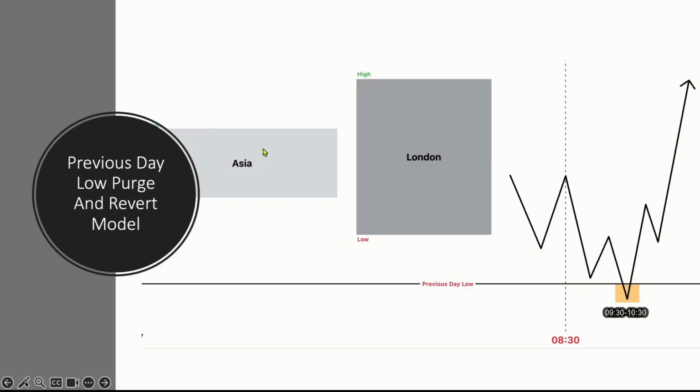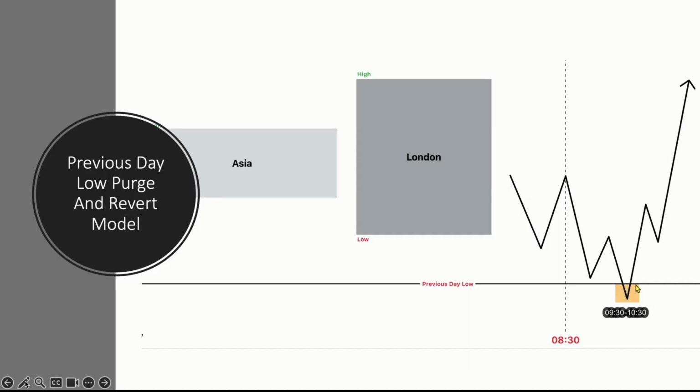And then another model is the previous day low purge and revert model, where Asia was consolidation, London took out both sides of Asia, and then we see that around 8:30 the market begins to sell off again. Into what? Into the previous day low.